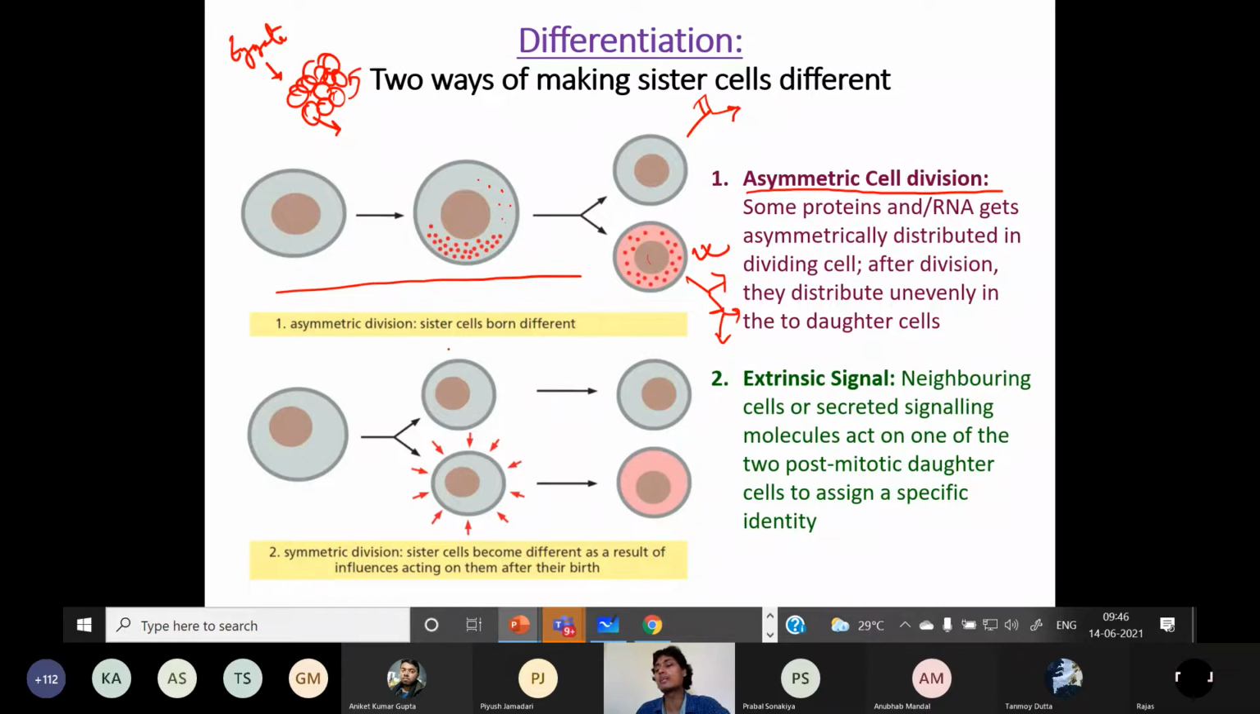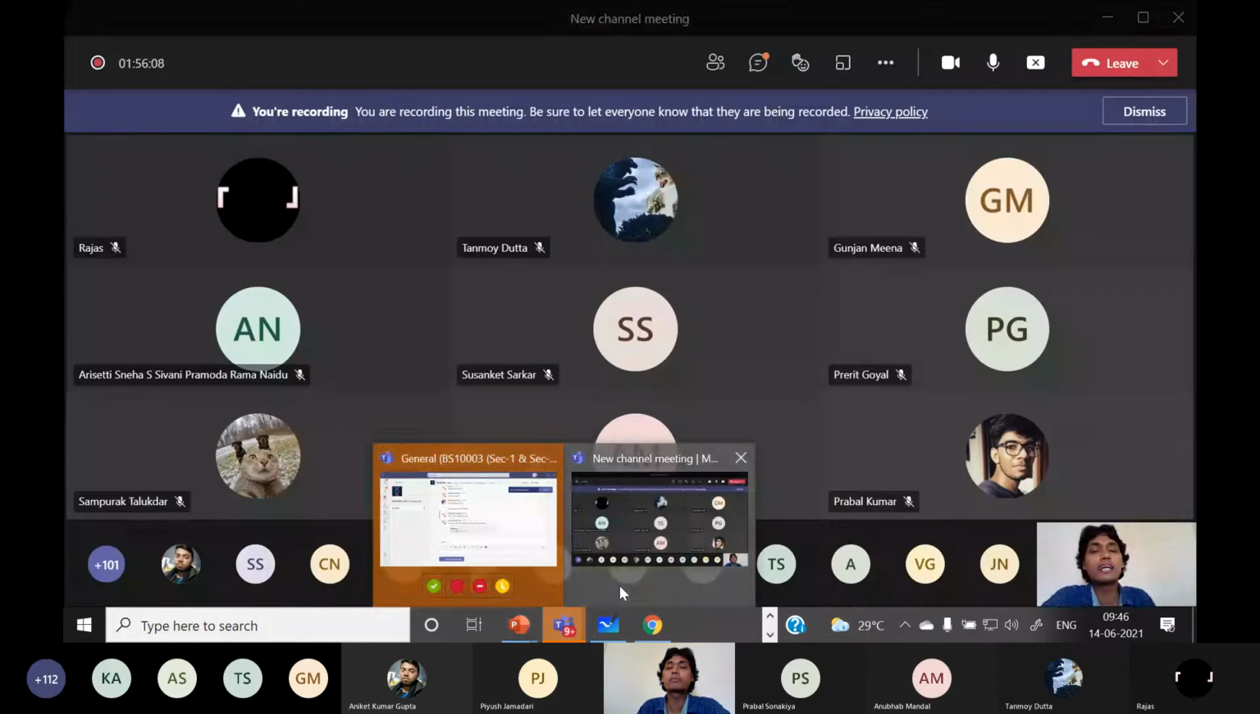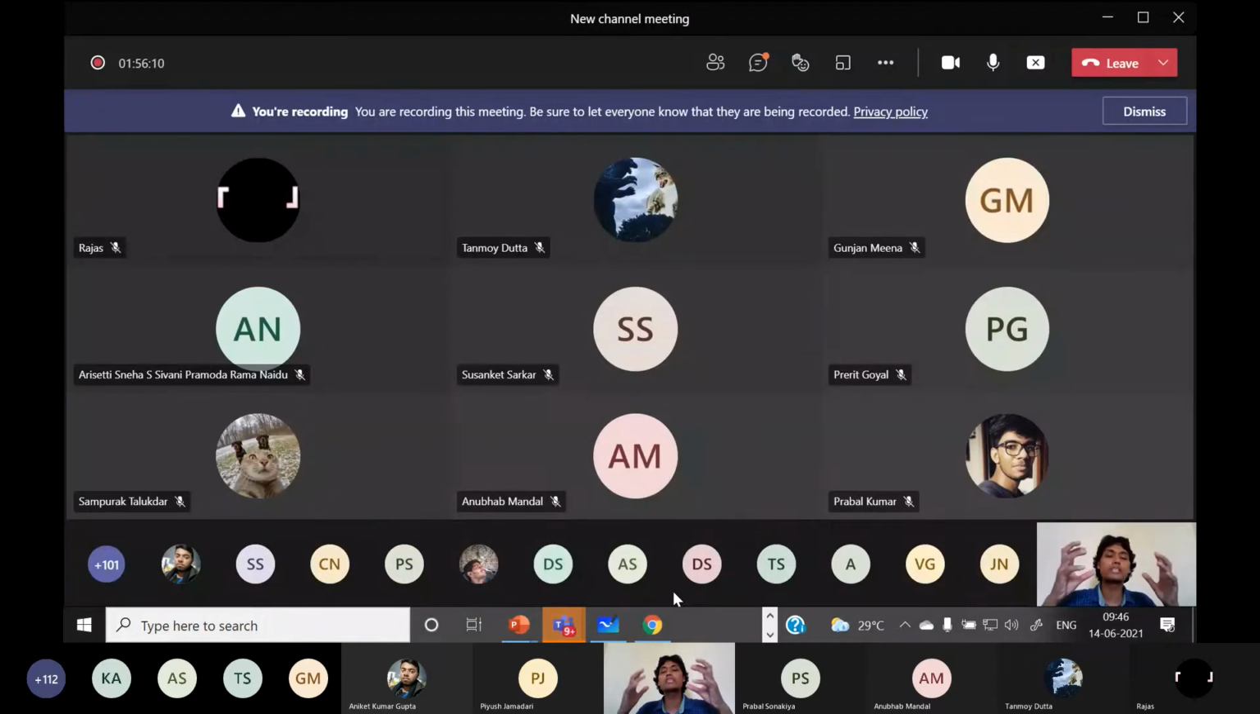So those two are the primary reasons: either asymmetric cell division, which is very predominant during the developmental stage, or some extrinsic signal that helps to make different cell types. And whenever different cell types form, you can understand that the expression of genes also gets separated. As a result of that, finally, we get completely specialized organs.